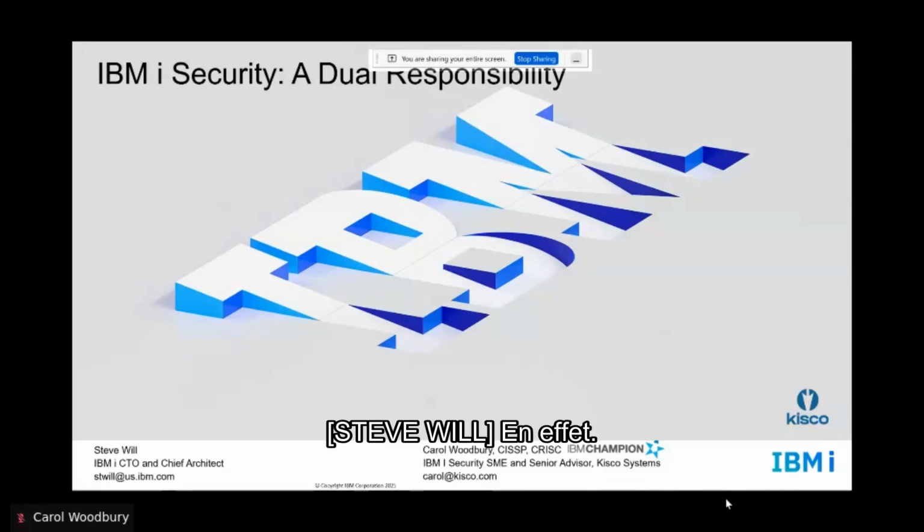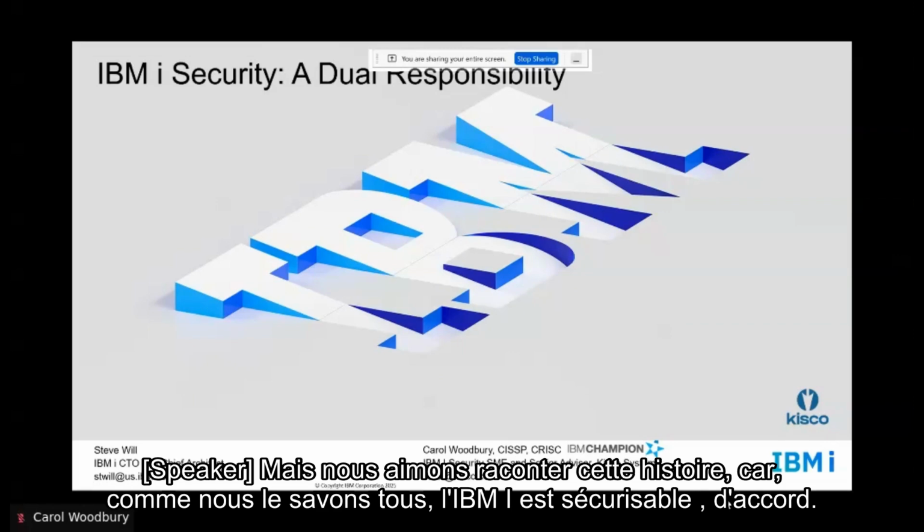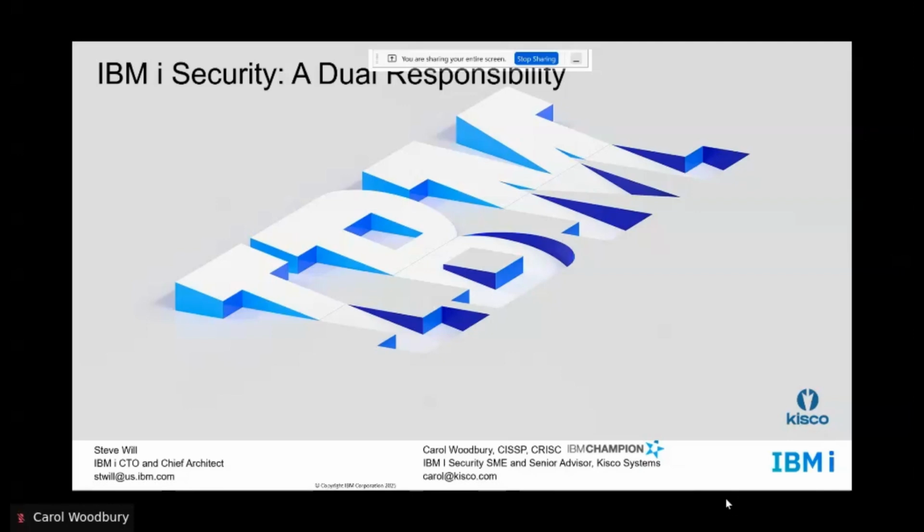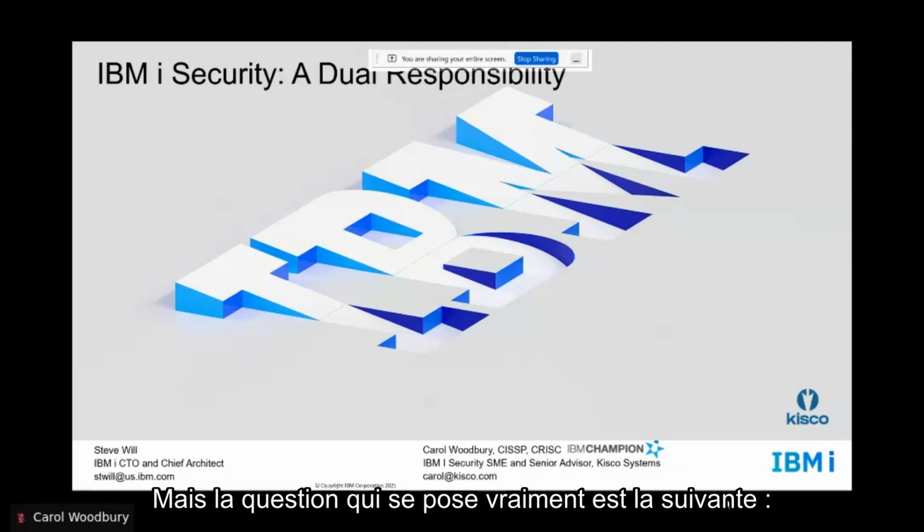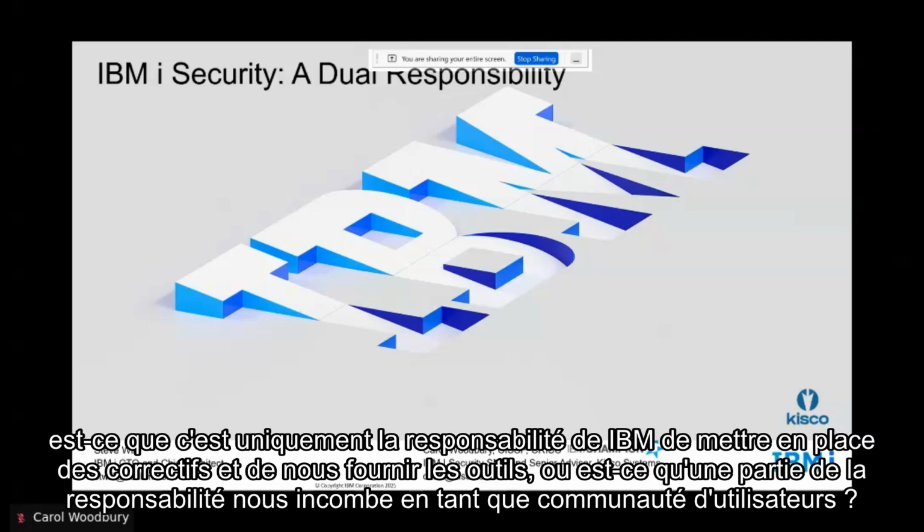But we like to tell this story because, as we all know, IBM i is securable, right? But the question really is, is it only IBM's responsibility to put out fixes and to give us the tools? Or is some responsibility our responsibility as the user community? Whose responsibility is it? So we like to talk about IBM i security as a dual responsibility.